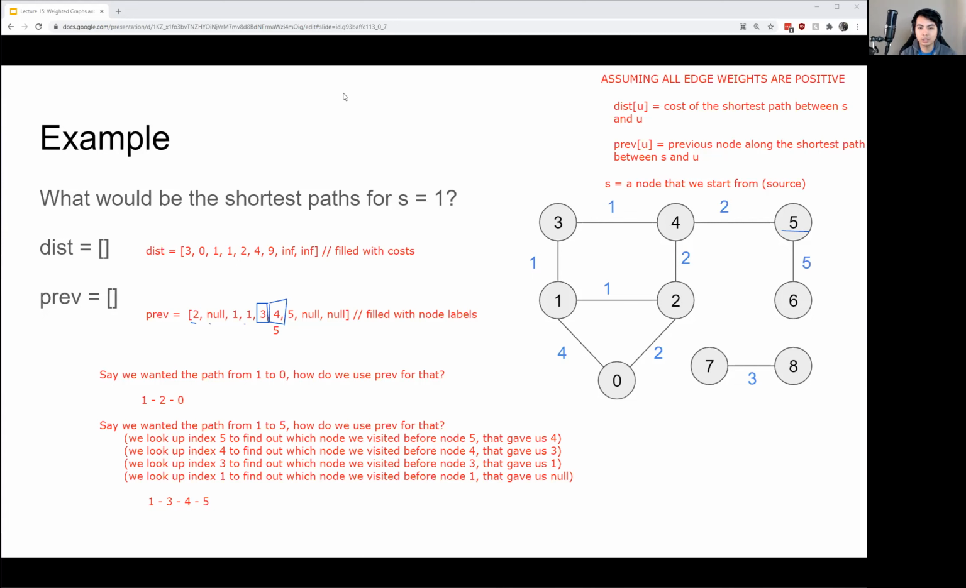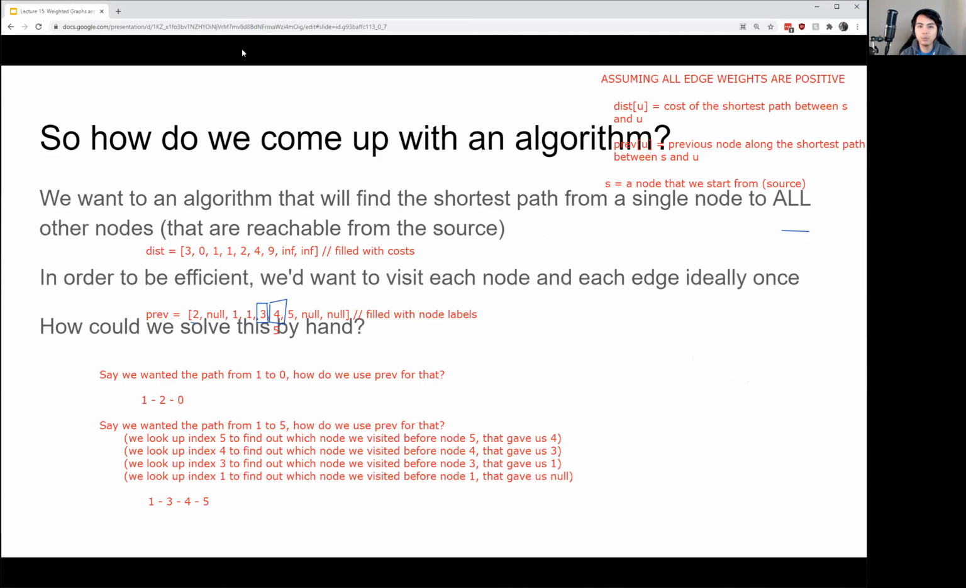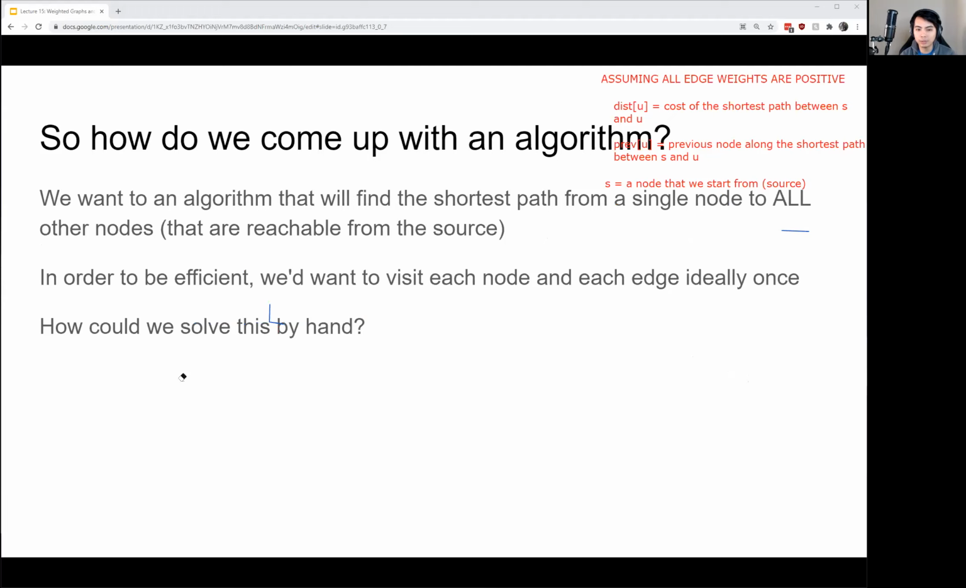So here's a question. How do we actually come up with an algorithm to solve this, right? We're going to need to figure out how to solve this by hand, which is kind of a pain. We want an algorithm to find the shortest path from a single node to all other nodes that are reachable from that node. In order to be efficient, we want to visit every node and every edge, ideally only once. And how do we solve this by hand?